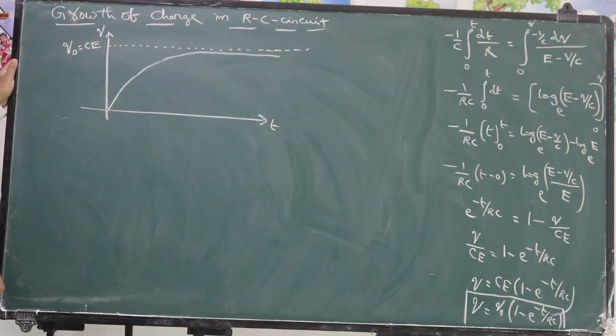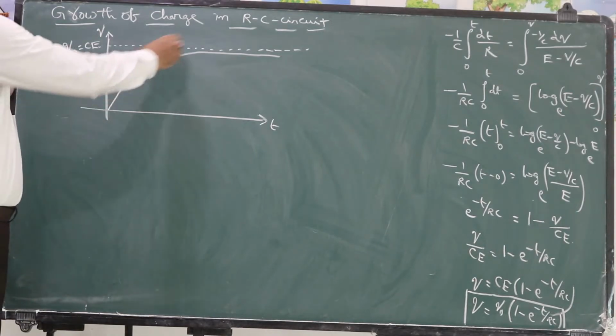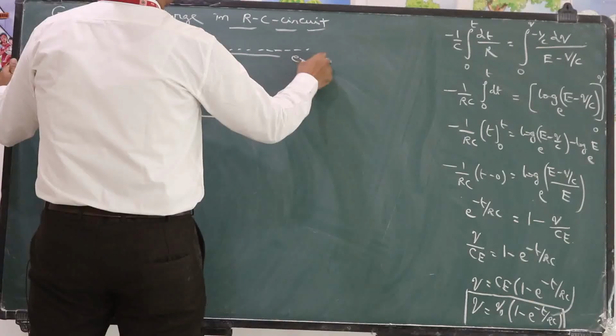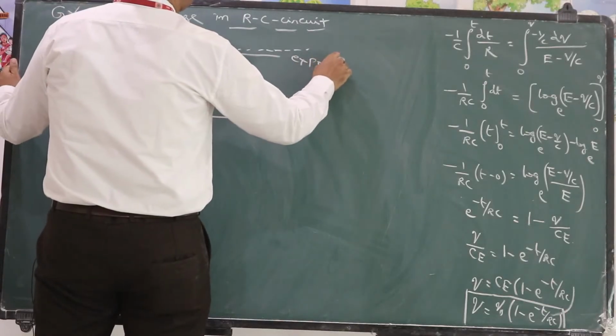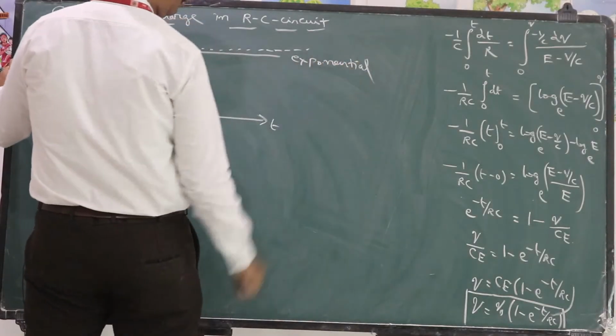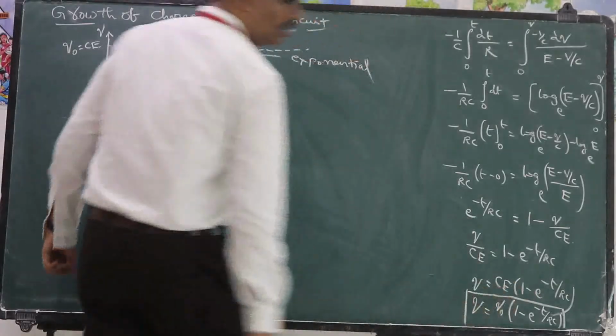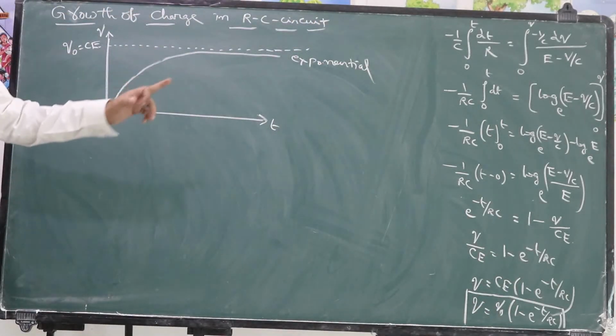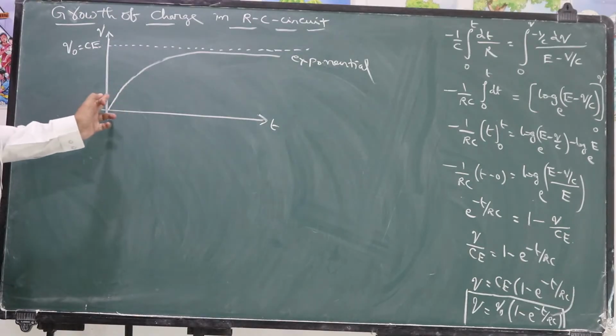So here the growth of charge is exponential. Because Q is a function of e, e power something is called an exponential function. So the growth can be understood with the help of this graph.